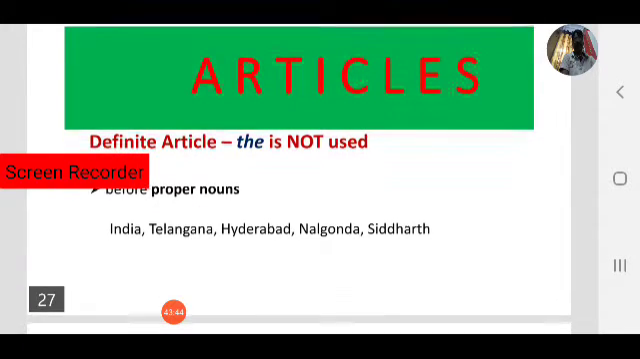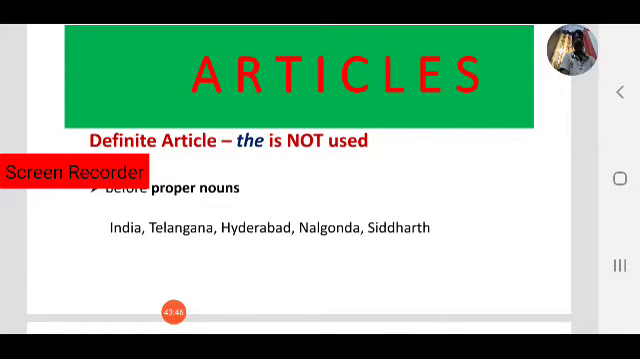Next, before proper nouns. This is an important rule. Before proper nouns, we need not use the. India, Telangana, Hyderabad, Nalgonda, Siddharth. Never use the India, the Telangana, the Nalgonda. Before proper nouns, we need not use the.